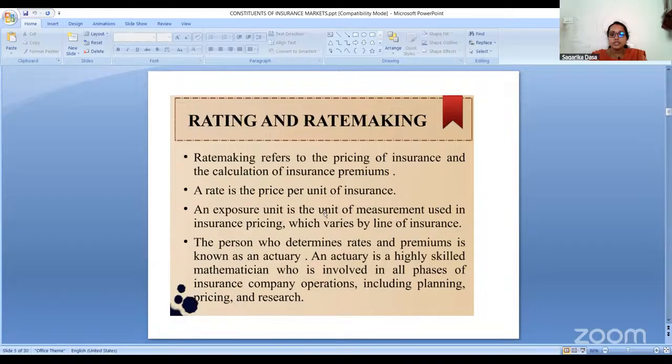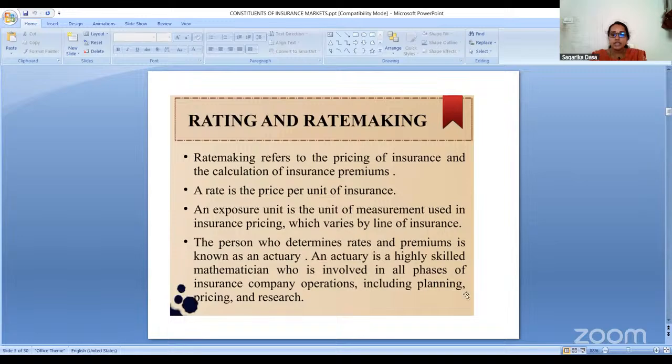An exposure unit is a unit of measurement used in insurance pricing, which varies by line of insurance. By exposure unit here we mean how much risk the insured party is exposed to. Based on the risk exposure, the insurance pricing will be decided. The person who determines rates and premiums is known as an actuary. The person who identifies the rate of insurance and the premium that must be paid by the insured party, we call him an actuary.